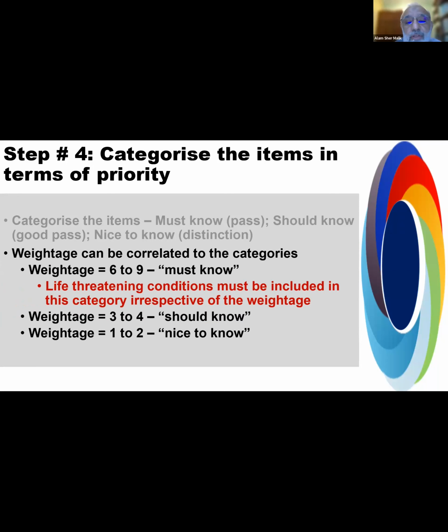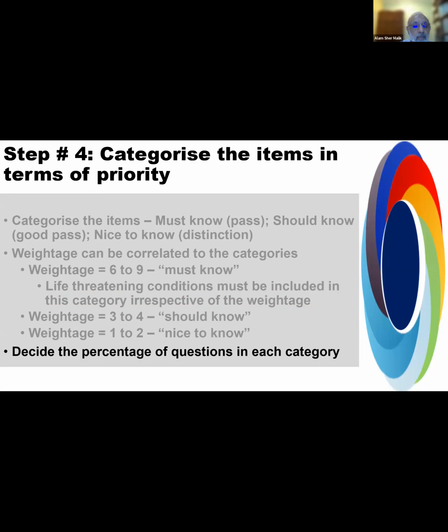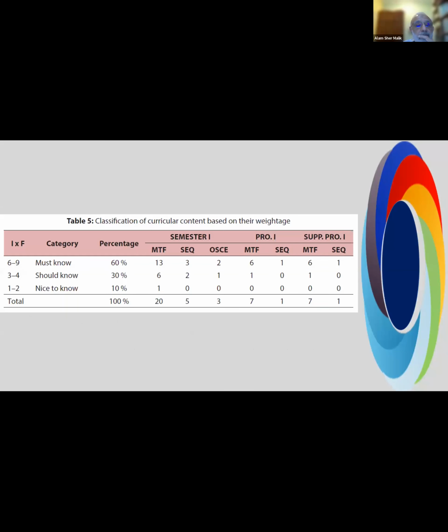So weightage can be correlated to these categories. For example, a weightage of 6 to 9 would be must know. A life-threatening condition must be included in this category, irrespective of its weightage. A weightage of 3 to 4 is should know, and a weightage of 1 to 2 would be nice to know. So in this way, we can correlate the weightage with the must know, should know, and nice to know categories. And then based on that, decide the percentage of questions in each category.